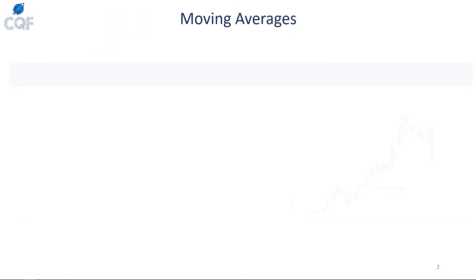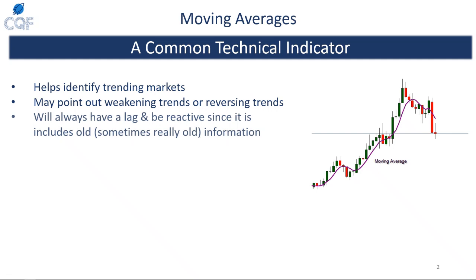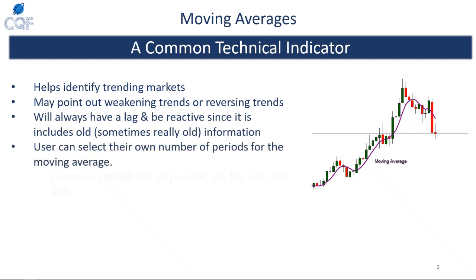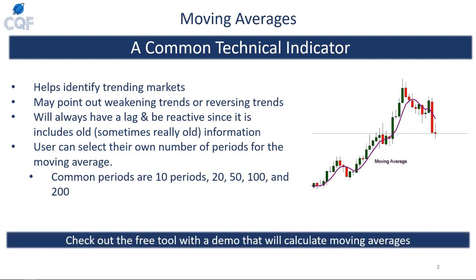So first off, what is a moving average? It's a very common technical indicator. Primarily it does two things: it can help identify trending markets and reversing markets. It always has a lag and is reactive because it utilizes old information, and you can customize it to use however many periods that you want. I have some common periods on the screen here. At the end of the video, I will have a free tool with a demo that'll show you how to calculate it, and you can get your hands dirty and calculate it yourself.